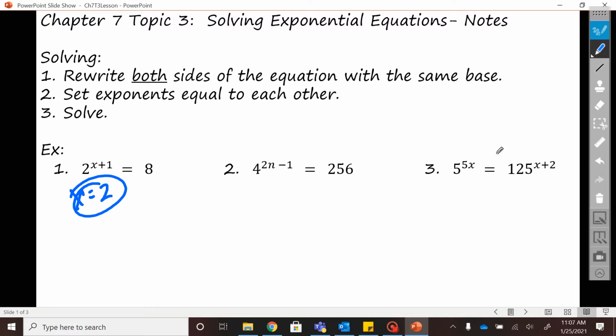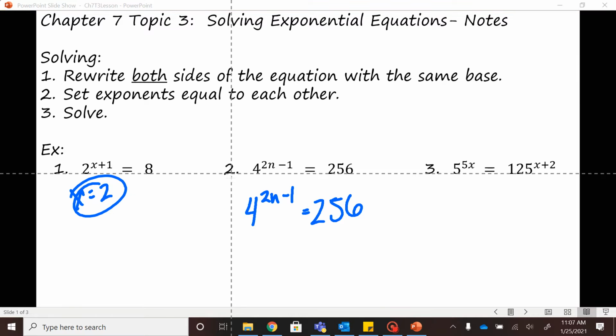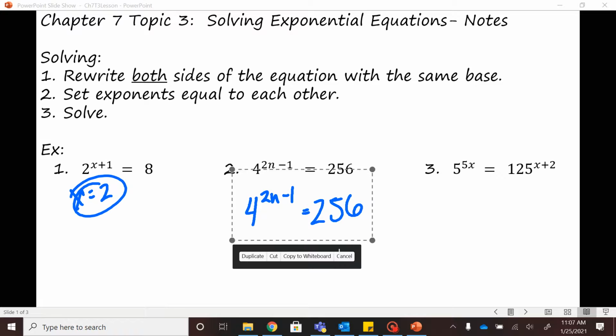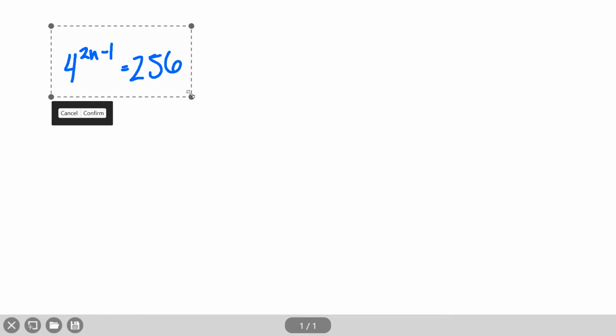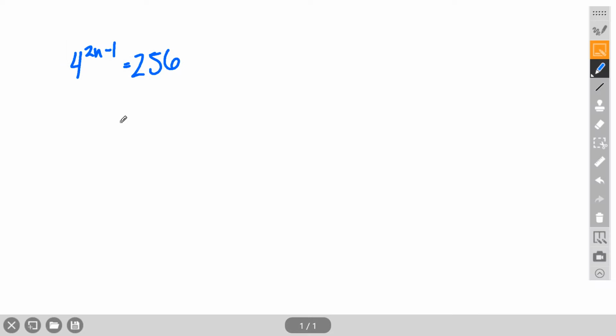All right, number 2, we've got 4 to the 2n minus 1 equals 256. So we need these both to have the same base here. They need to both have a base of 4. So this is 4 to the 2n minus 1 equals 4 to the 4th, I think. Let me double check this. 4 times 4 is 16, times 4 is 64, times 4 is 256. Yeah, so 4 to the 4th power.